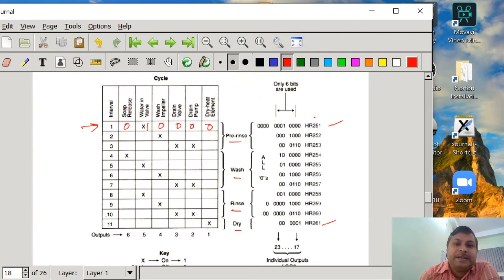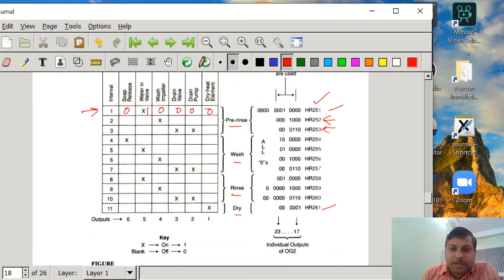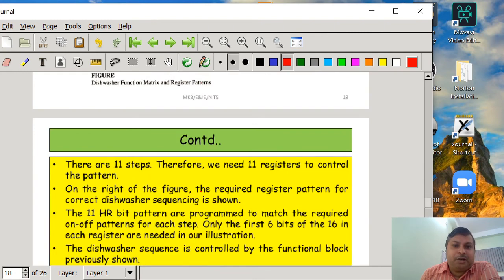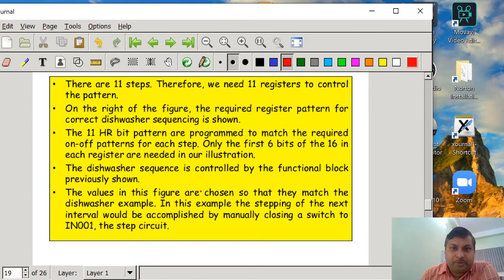Because it is a 16-bit register, we are only using the 6th bit, because we have to go up to 11. So like that, for each case we have written the pattern in the corresponding register. And we want to transfer this pattern to the output group register. Suppose that we have fixed output group register 2. Now we want to develop the programming. There are 11 steps, so we need 11 registers to control the pattern.